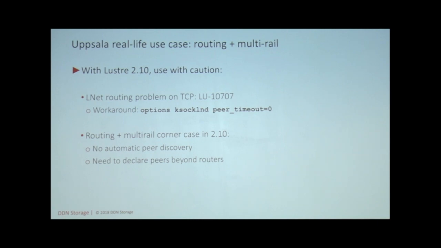And we also had a small issue to make multi-rail work in this environment. We are using Lustre 2.10, which means we do not benefit from dynamic peer recovery. So for every peer in the network that is multi-rail capable, we have to run commands in order to declare that the peer is multi-rail capable. And we had to declare not only the remote peers on the local network, but also the remote peers on the network beyond the routers, so on the other LNet network. Otherwise, it would not work.